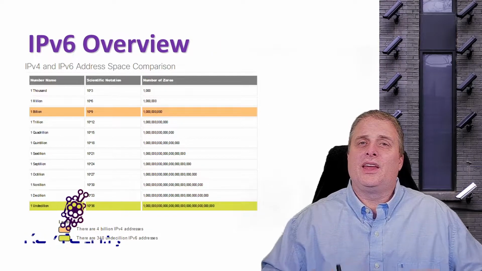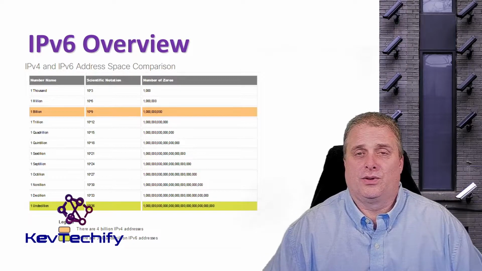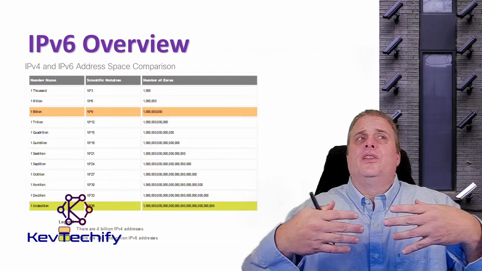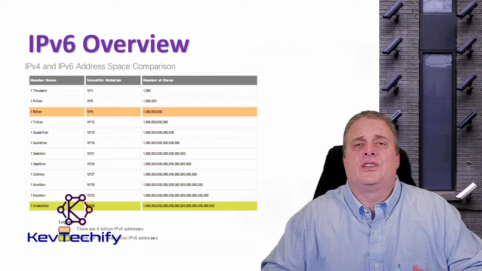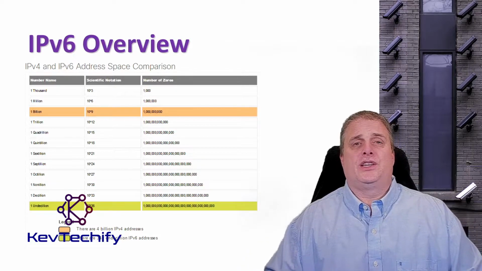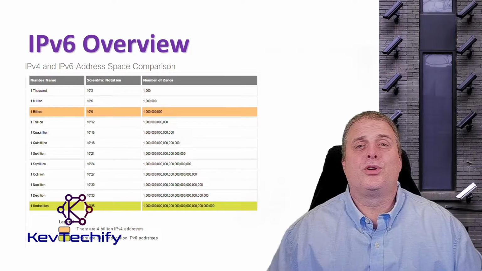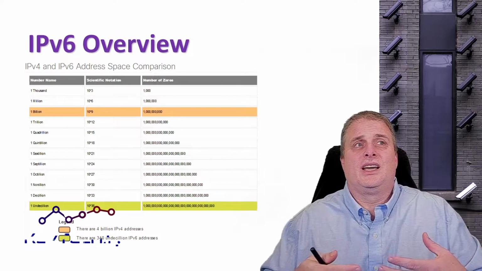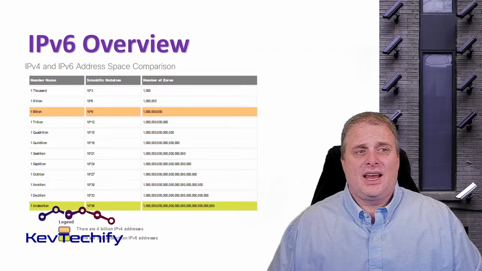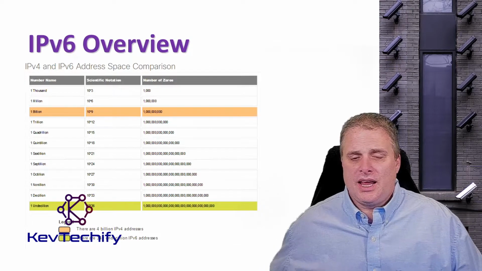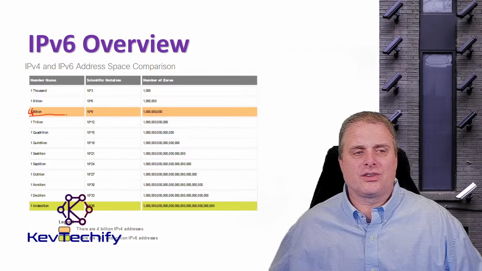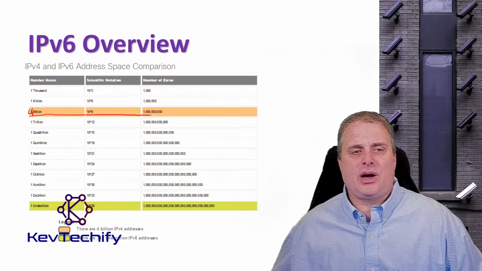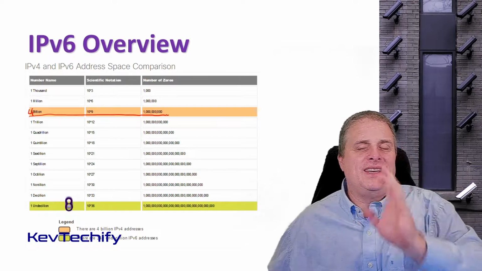IPv6 was developed by the Internet Engineering Task Force. They came up with this solution. IPv6 overcomes a lot of the limitations that IPv4 is now presenting to us. Some of the improvements IPv6 provides us is an increased address space. If we look here, IPv4 gave us 4 billion addresses. That's 10 to the 9th power. That's a 1 followed by 9 zeros.